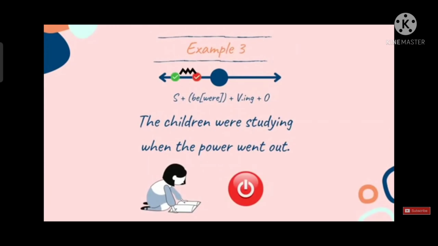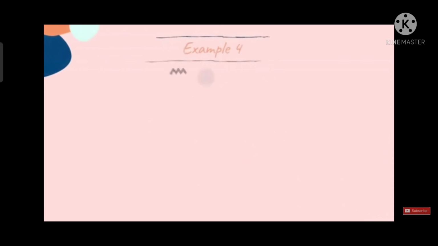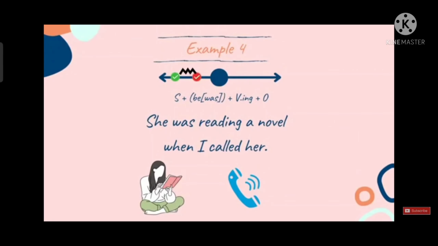The children were studying when the power went out. As the activity of studying was ongoing until another activity of power cut went off, we used past continuous tense here. Let's look into next example. She was reading a novel when I called her. As the activity of reading the novel was ongoing until another activity of calling her, we have used past continuous tense here.